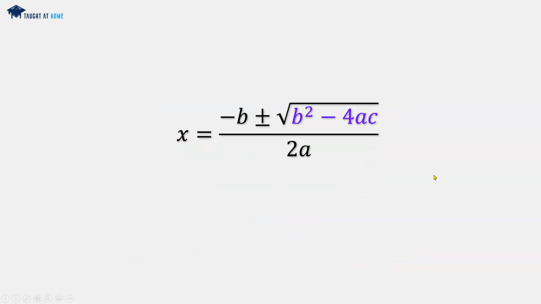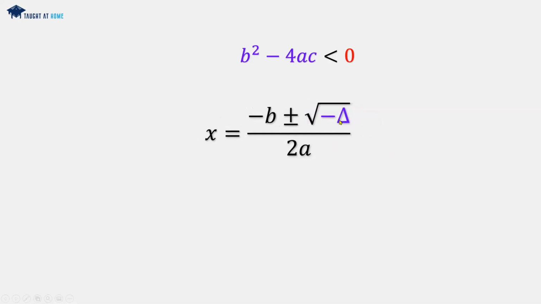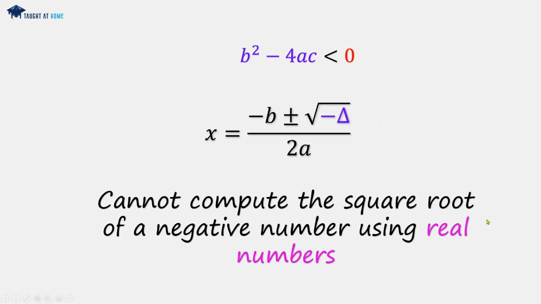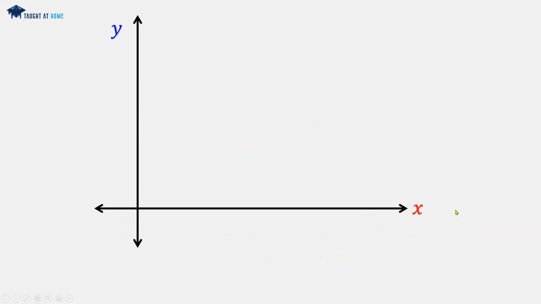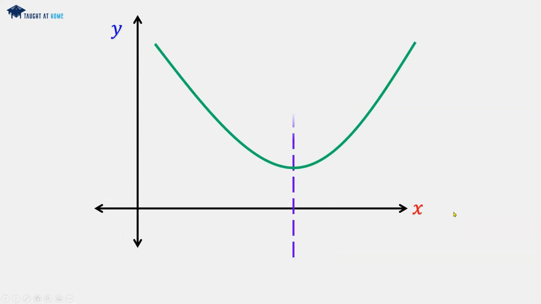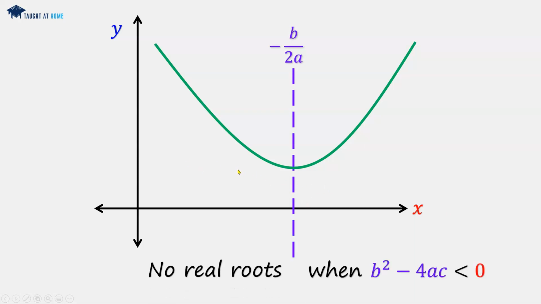Let's take the case where the discriminant is less than 0. Well, this time we're going to have a square root of a negative number, and we cannot compute the square root of a negative number using real numbers. This is how we're going to have complex roots. So we're going to have a quadratic function that looks something like this, where we've got the axis of symmetry and there are no real roots. So we say we've got no real roots when the discriminant is less than 0.